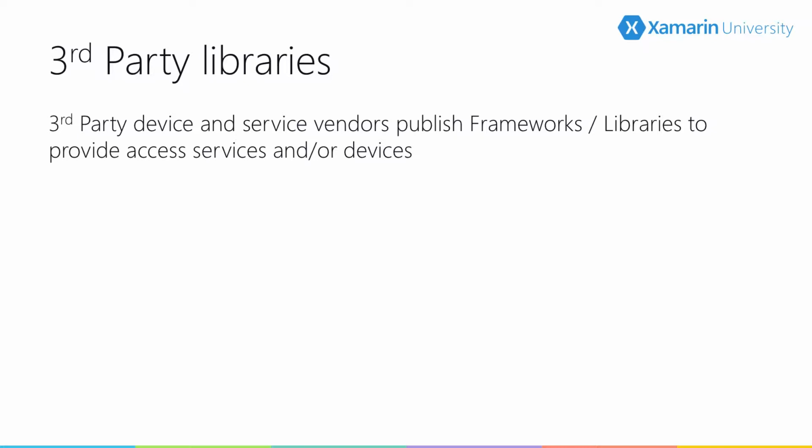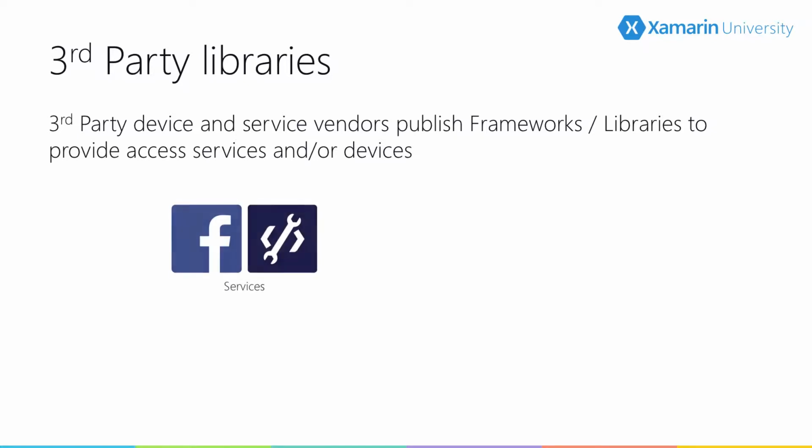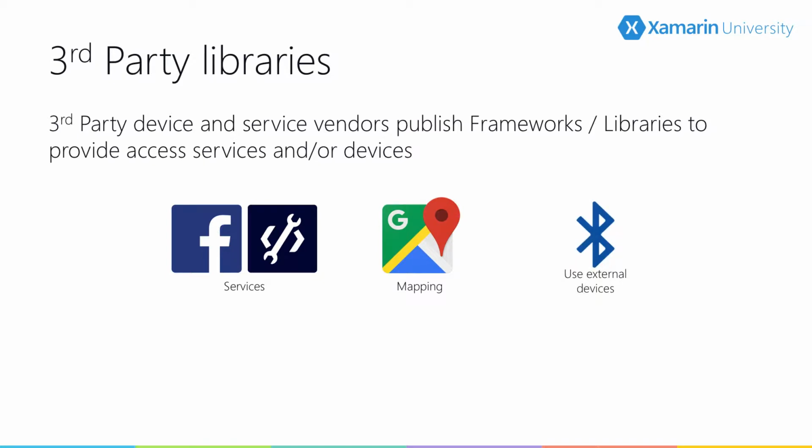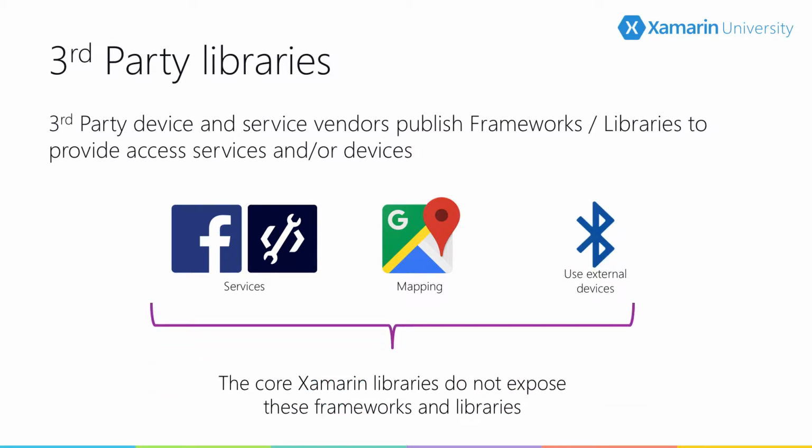So these libraries, for example, often include items such as additional non-Apple vendor-specific services, or additional mapping support, or even access to external devices. Xamarin, however, does not expose these frameworks outside the standard Xamarin iOS distribution. And this includes tvOS and macOS as well. Which means if we want to support these libraries or consume them in our own applications, we're going to need to either bind these libraries ourselves or figure out some other way to consume them.